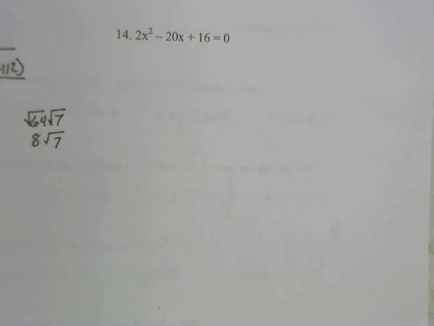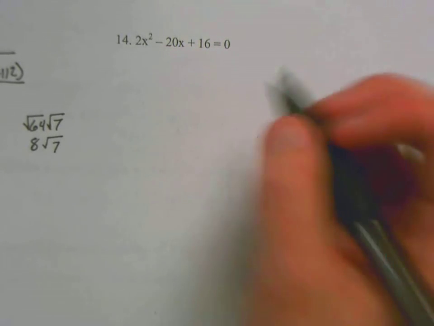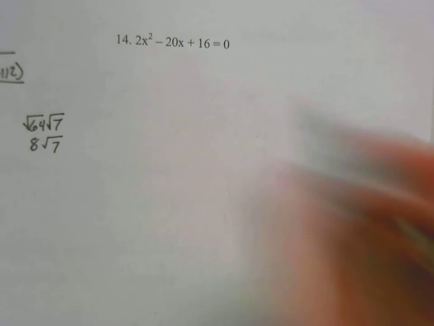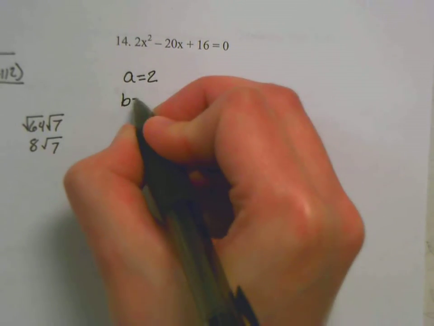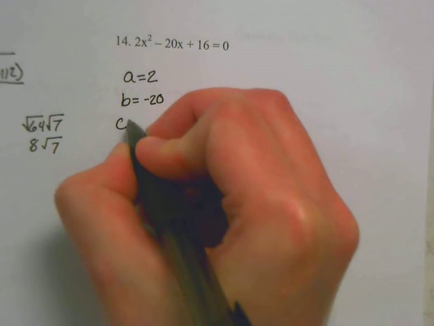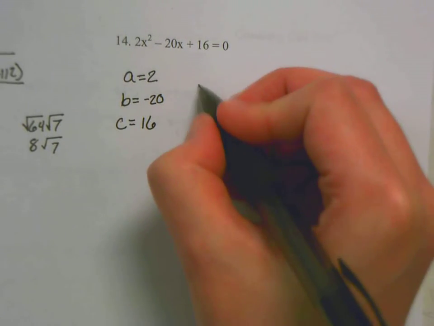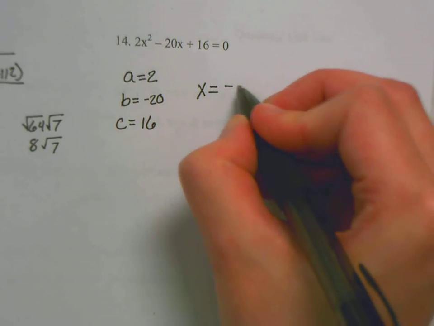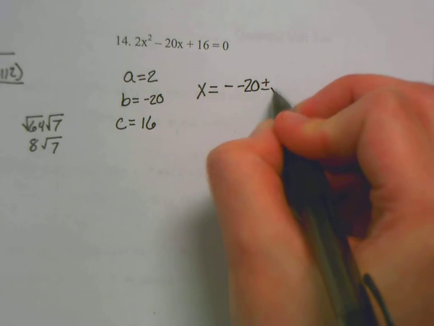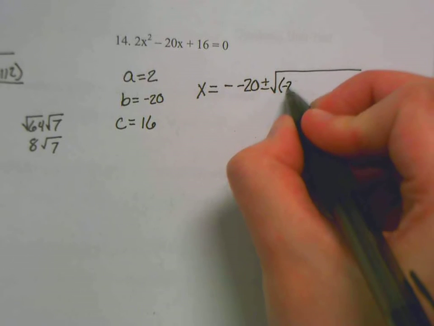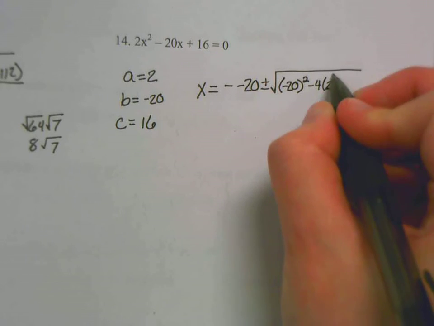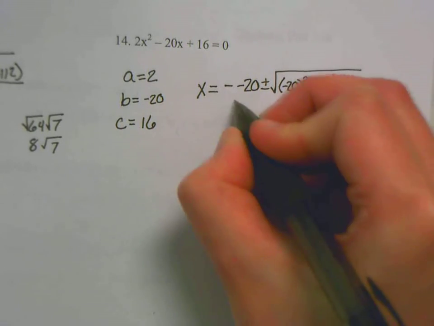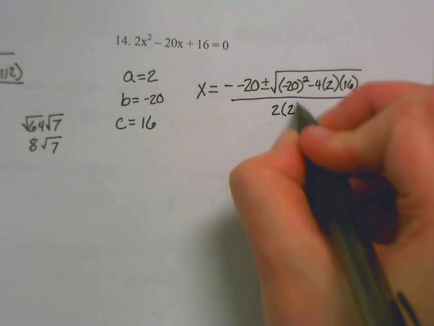All right, 14. It's not factorable. You've got a number in front, so again, I probably just would have done the quadratic formula. So A equals 2, B equals negative 20, and C equals 16. So plugged in, remember it's negative B plus or minus the square root of B squared minus 4 times A times C, all divided by 2 times A.